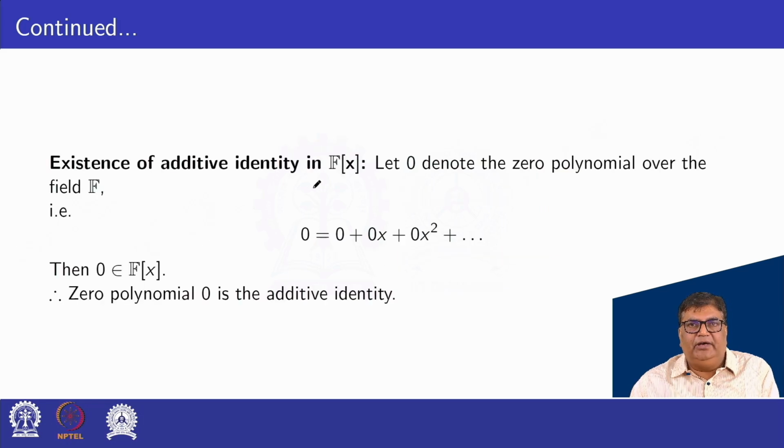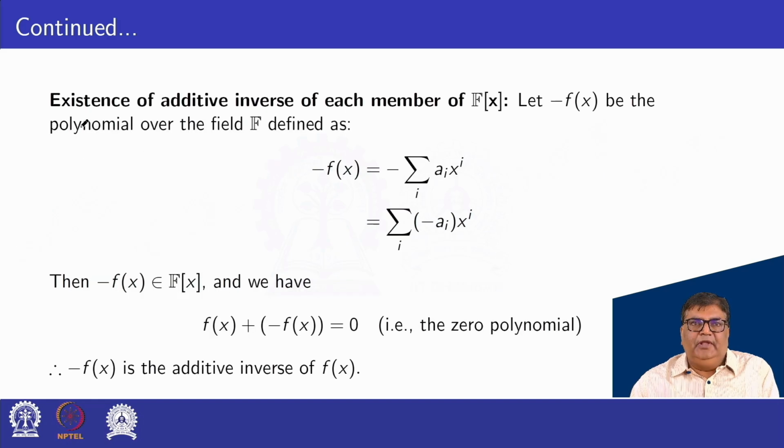Existence of additive identity in F[x]. Let 0 denote the zero polynomial over the field F, that is 0 equals 0 + 0x + 0x^2 and so on. Hence we can say that 0 is an element of F[x], that is 0 as a vector. Therefore the zero polynomial is the additive identity.